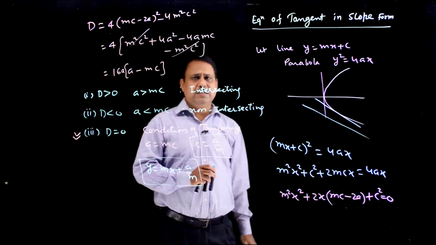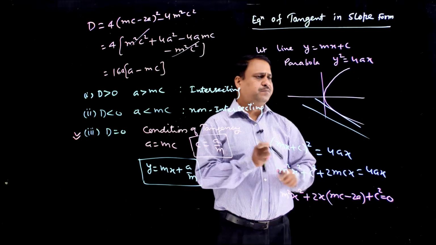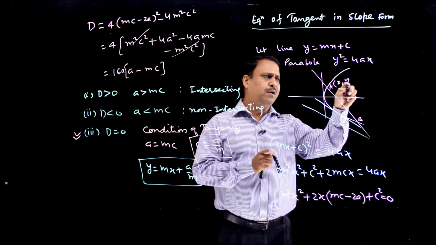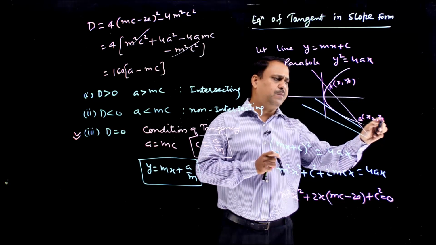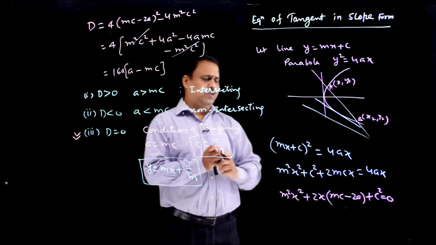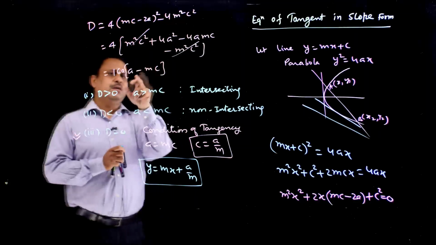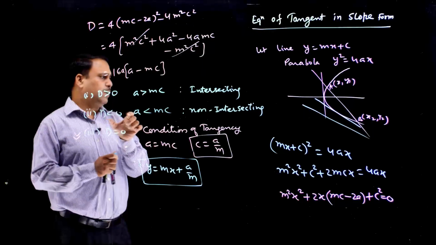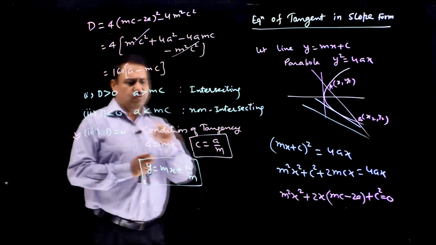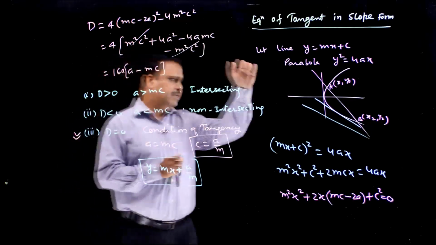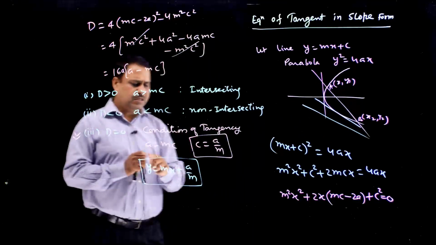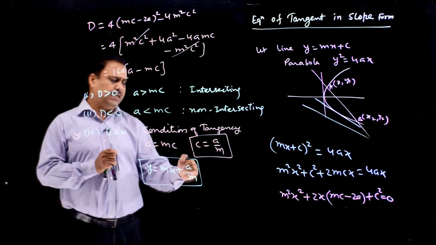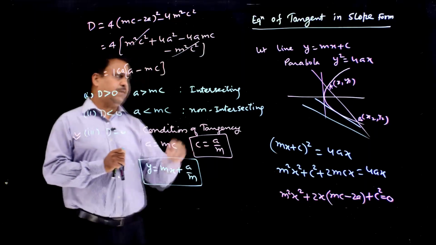Now, if this line is intersecting, it will have two points, with x1, y1 and x2, y2. Those two roots x1 and x2 will come from this equation. If this equation has real roots, then d must be greater than 0, and it is the intersecting type. If this equation has imaginary roots, that means no roots, so a is less than mc, d is less than 0. If this line is tangent, x1 and x2 will become equal, so a is equal to mc. So the condition of tangency is c is equal to a upon m. From here I get y is equal to mx plus c and replace c with a upon m. This is the equation of tangent to the parabola.